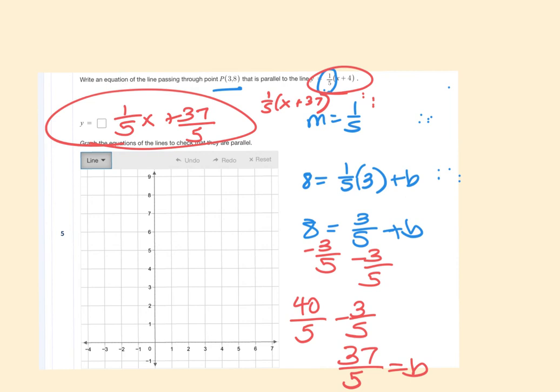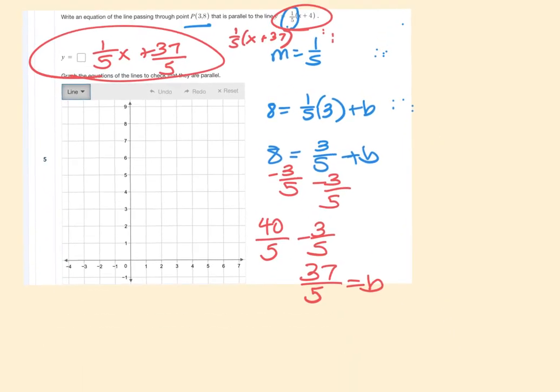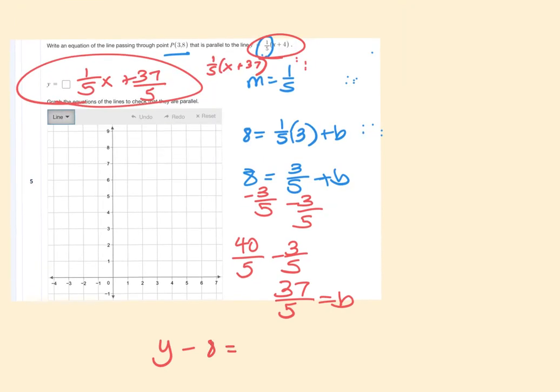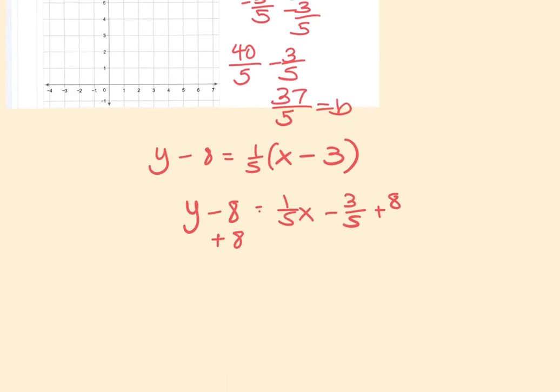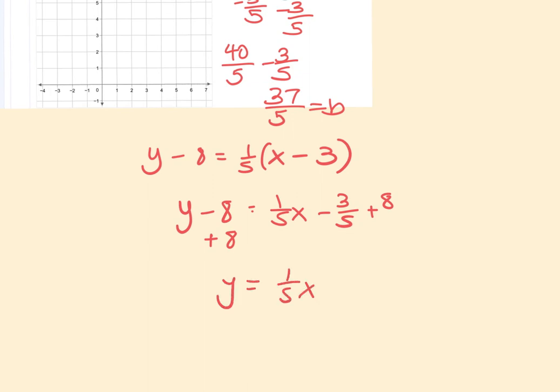Yeah, I definitely got that wrong. So y minus 8 equals 1/5 x minus 3, y minus 8 equals 1/5 x minus 3/5. Add the 8. y equals 1/5 x minus 3/5 plus 40/5. Apparently I put 37. So 37/5 is right.